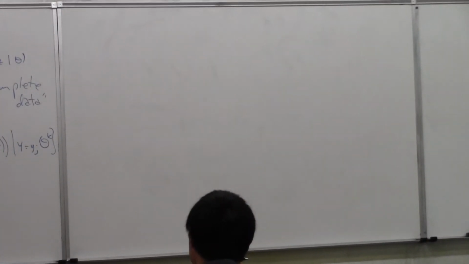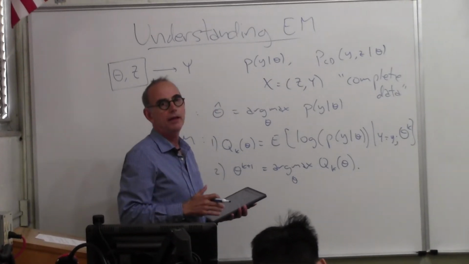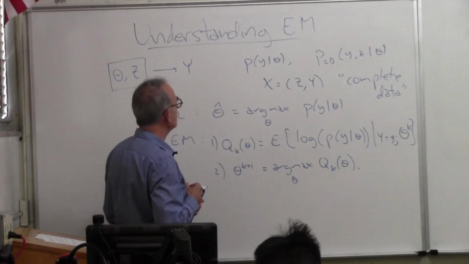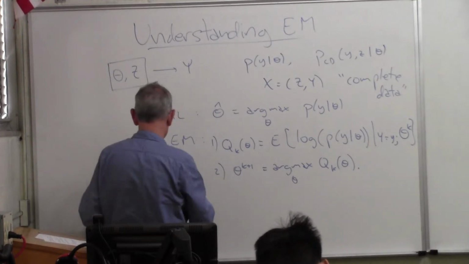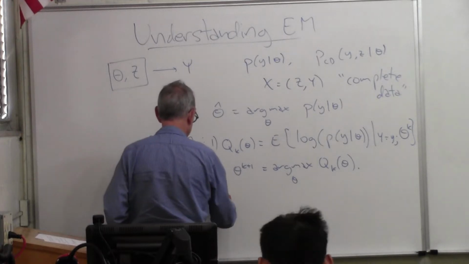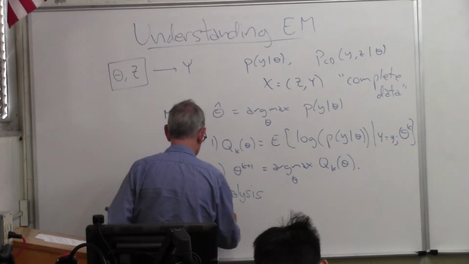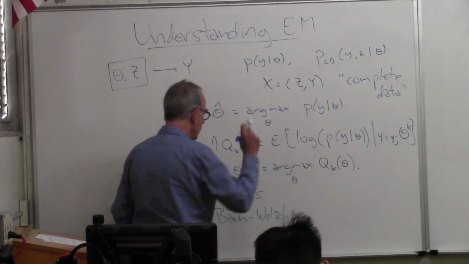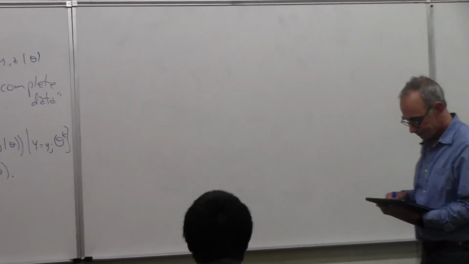So basically today we're going to talk about understanding it. Basically, does it converge? And it sort of does. In some sense it converges. And also we're going to go through and apply this to hidden Markov models. Okay, so the Baum-Welch algorithm is just EM applied to hidden Markov models.